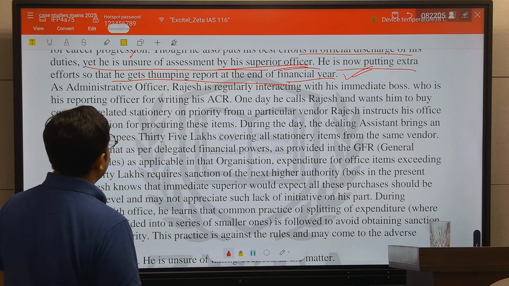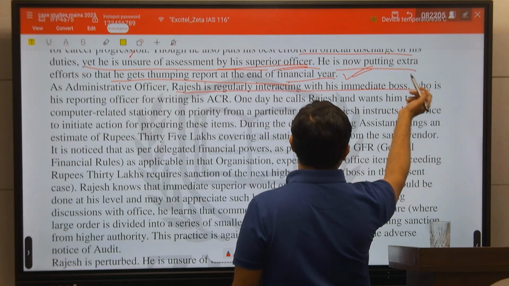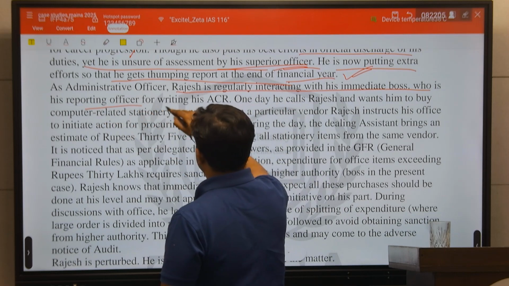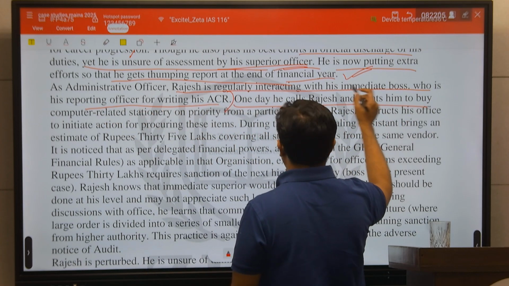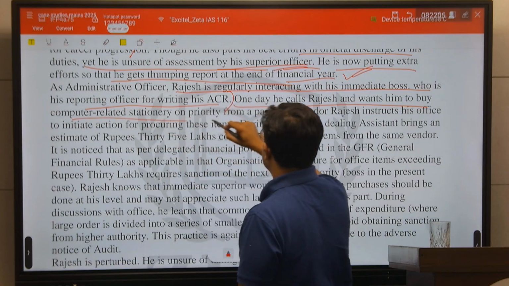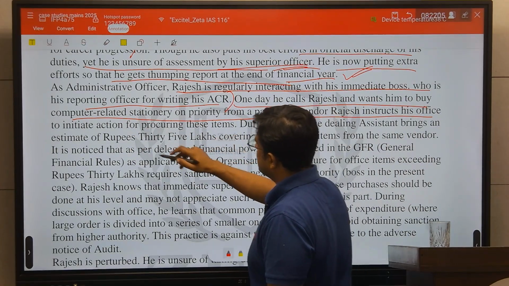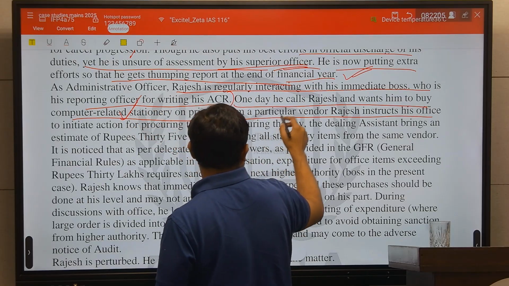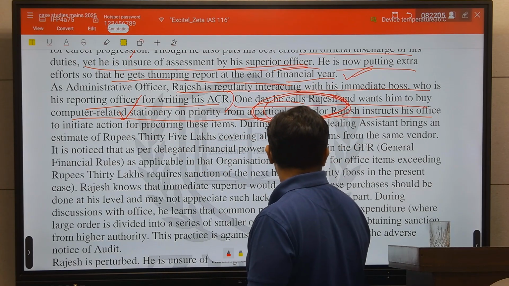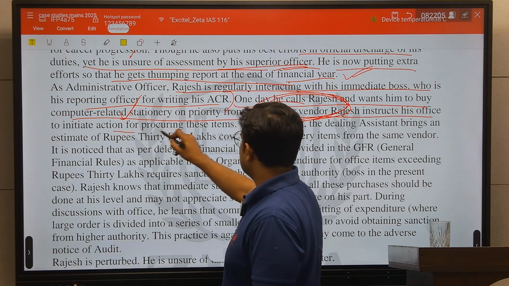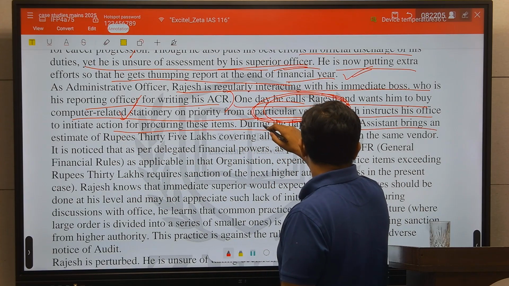As an administrative officer, he is regularly interacting with the immediate boss who is reporting on his ACR. One day he calls Rajesh and wants him to buy computer-related stationery on priority from a particular vendor. Okay, the boss is saying buy this, procure this from a particular vendor. Rajesh instructs his office to initiate action for procuring these items. During the dealing, here is the twist.